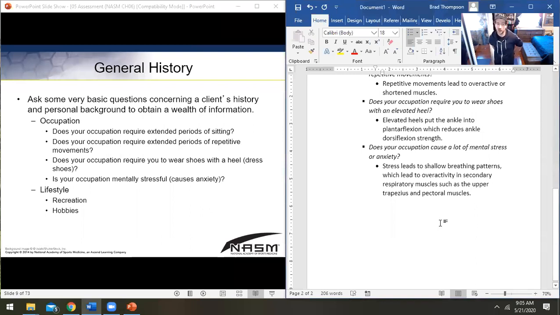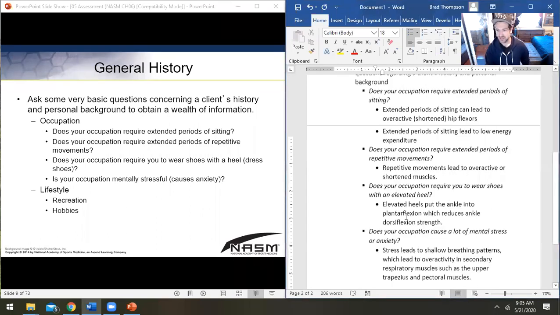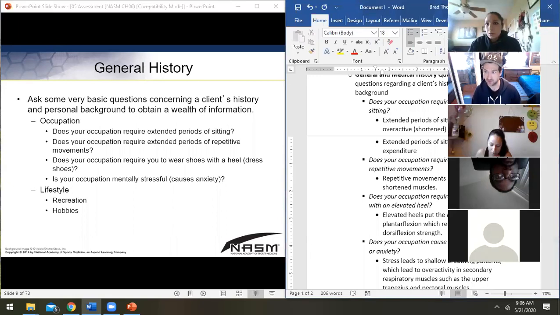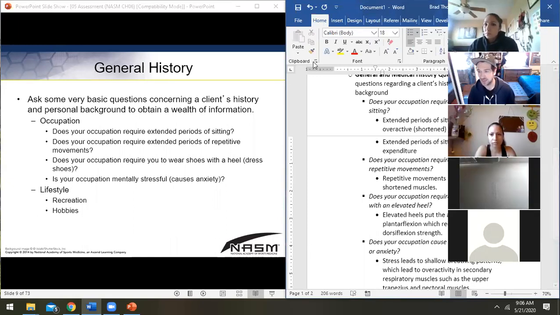All of those questions are really important because they give us an idea of what we might start to look for later when we get to our posture, right? If I know somebody's got an elevated heel, I'm going to pay extra special attention to their ankle complex when they're doing an overhead squat. If they have extended periods of sitting, I'm going to pay extra special attention to their lumbopelvic hip complex. If they have a lot of stress, I'm definitely going to do an upper body pushing and pulling assessment, right? That's going to give me an idea of where to start looking for dysfunction.